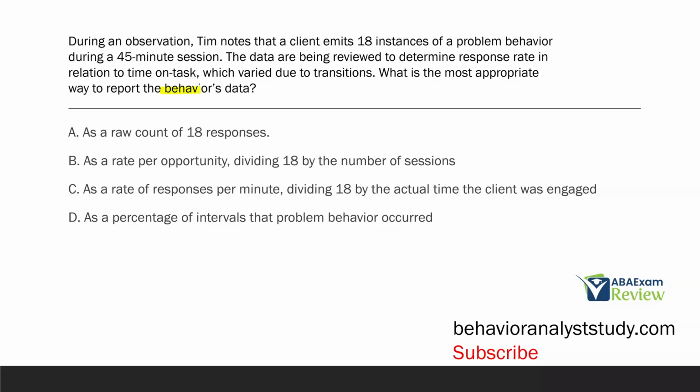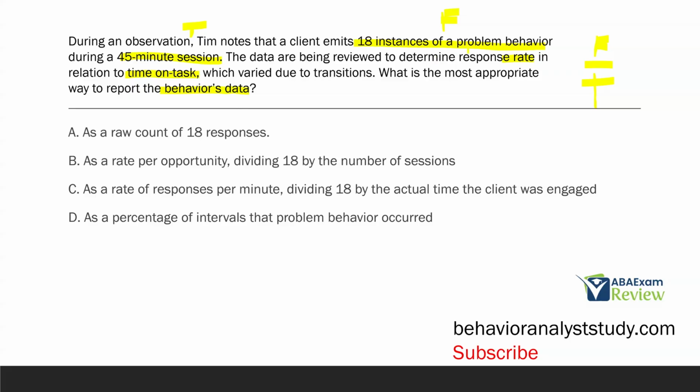So we want to report the behavior's data, right? We know Tim has 18 instances of behavior, which would be what? Well, that would be our frequency during a 45-minute session. So we have frequency, we have time, and we want to know a response rate. Well, response rate is what? Frequency over time. Now, the thing is, we took this data during a 45-minute session, but we want to know response rate in relation to time on task. So our rate is going to be what?